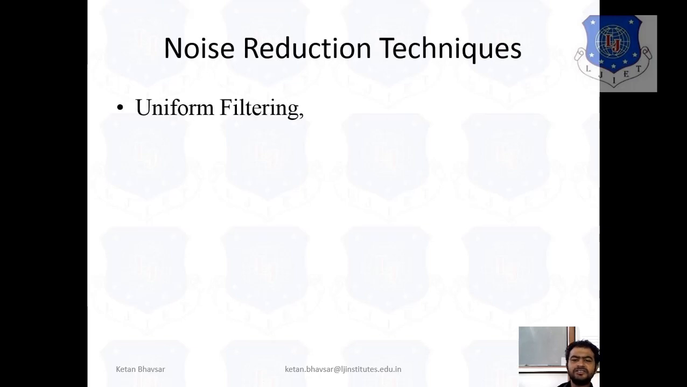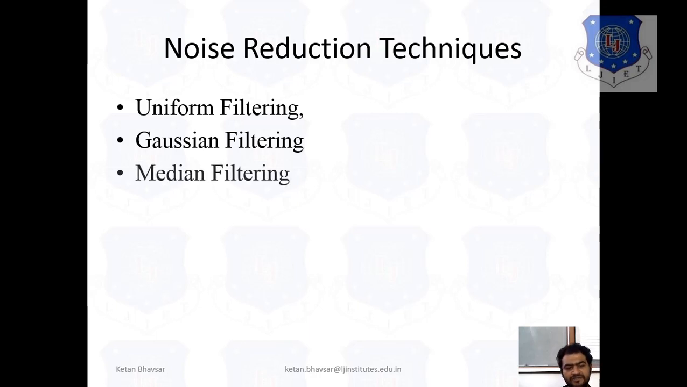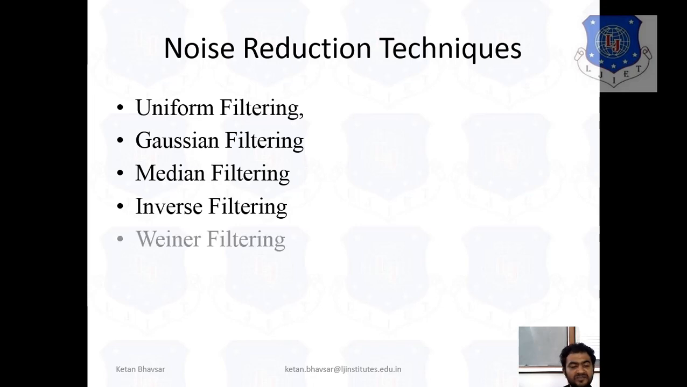Now, noise reduction techniques. There are different types of filters that I already told you: uniform filtering, which is nothing but average filtering, Gaussian filter, median filter, also mean filter, inverse filtering, and linear filters. These are the different filters generally used to reduce noise from the image. And with the help of this noise filtering, we try to extract the original image as much as possible.